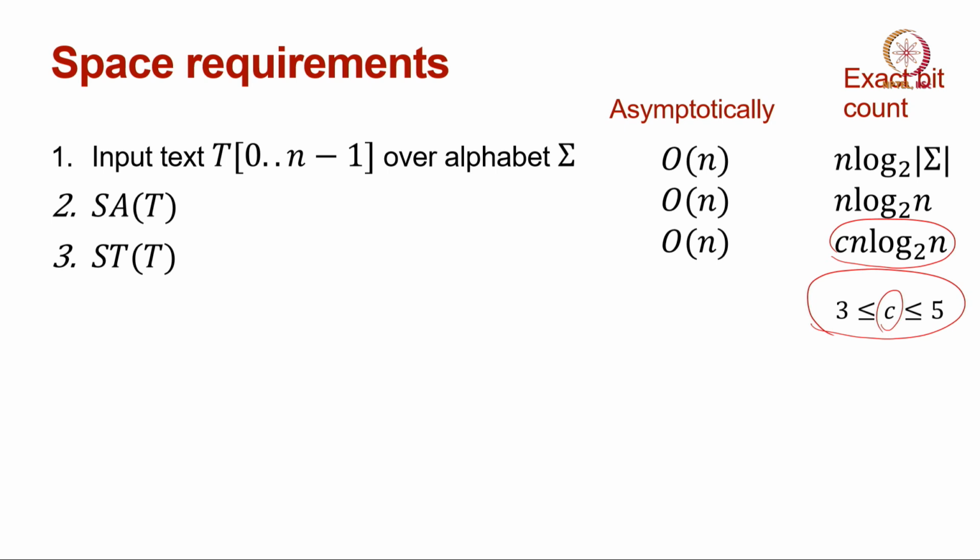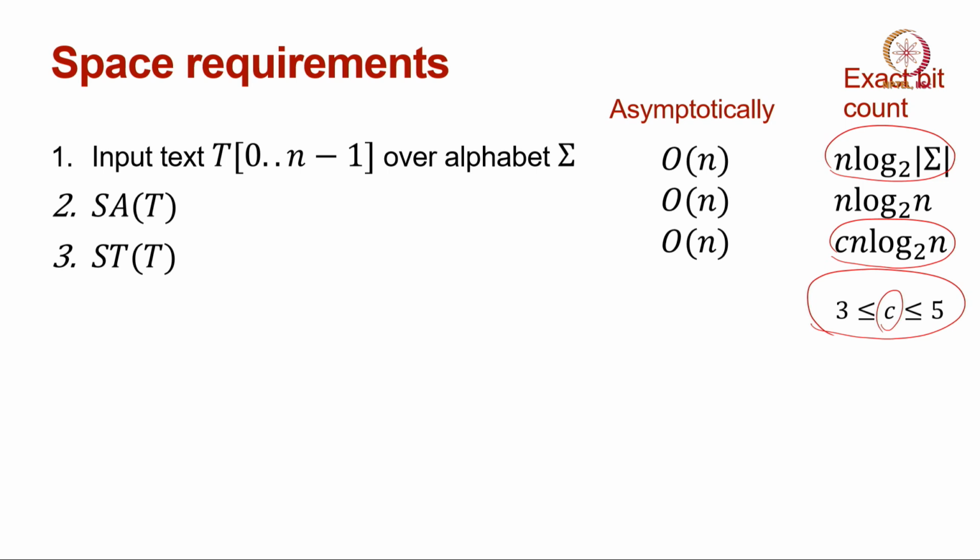So, starting from the input text which only used n log sigma bits, we increase the space requirements to n log n when we define suffix arrays, and for suffix trees we further increase to some constant times n log n, where that constant typically ranges from 3 to 5 in practical implementations.